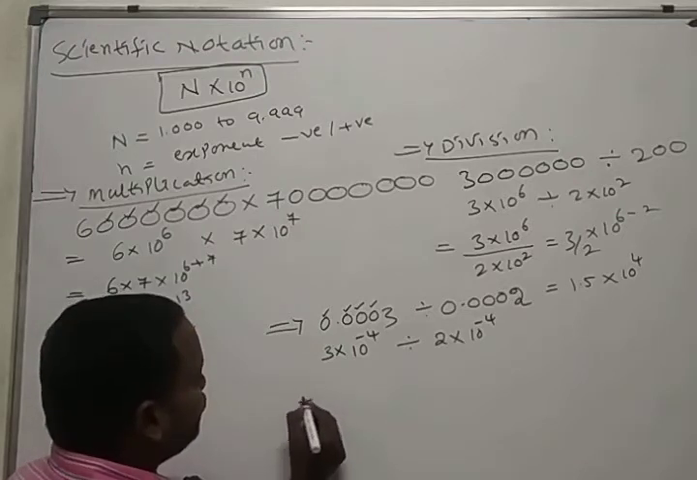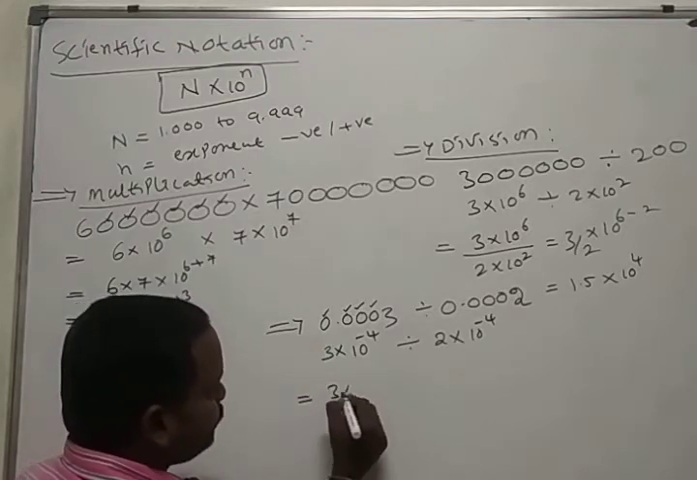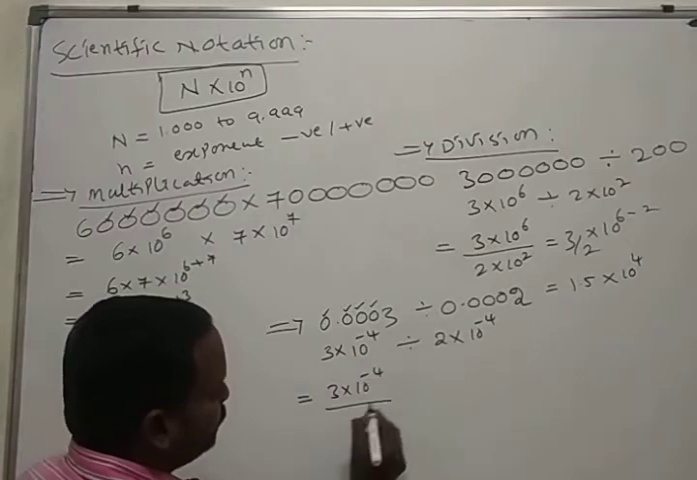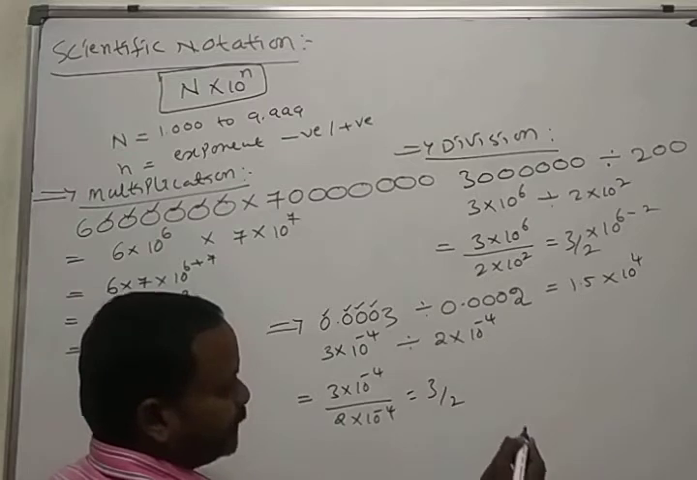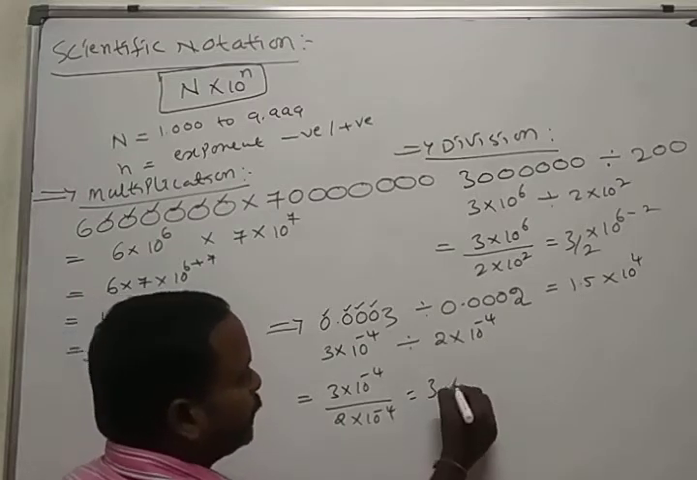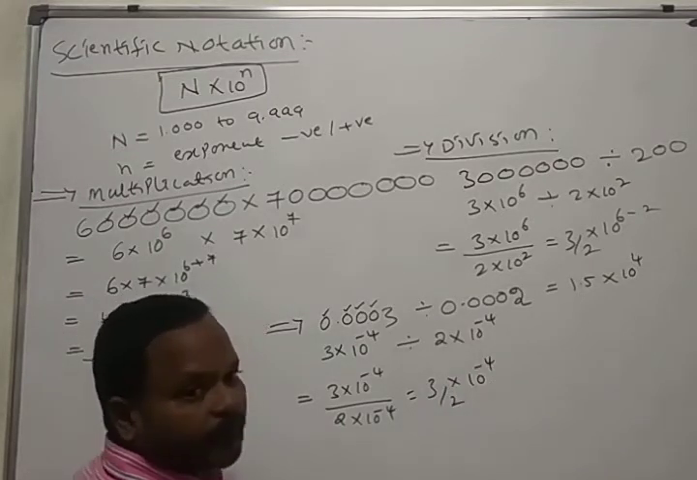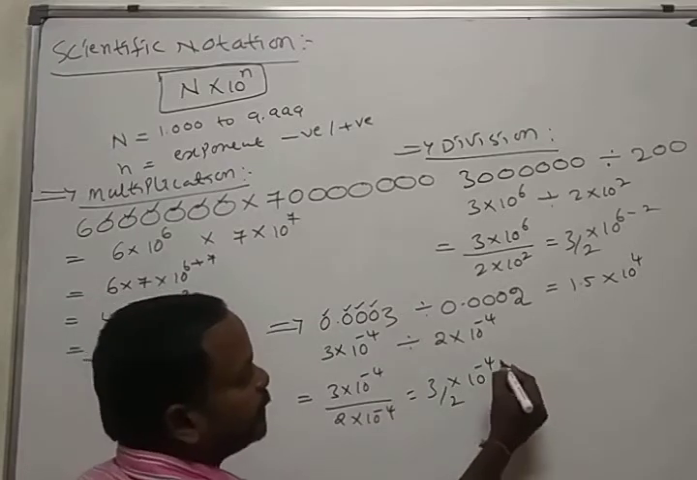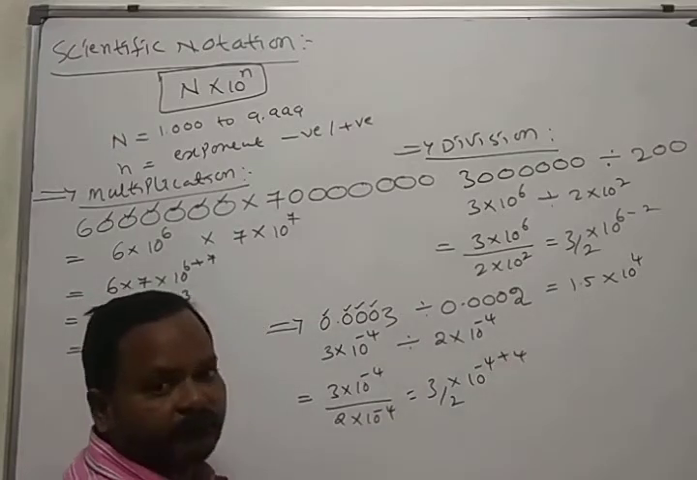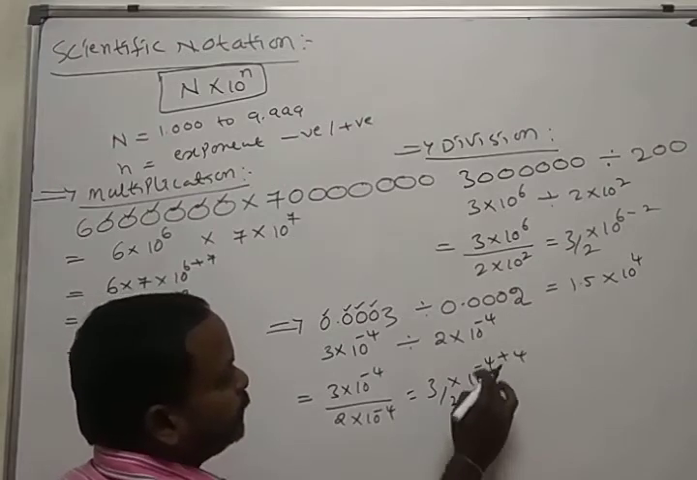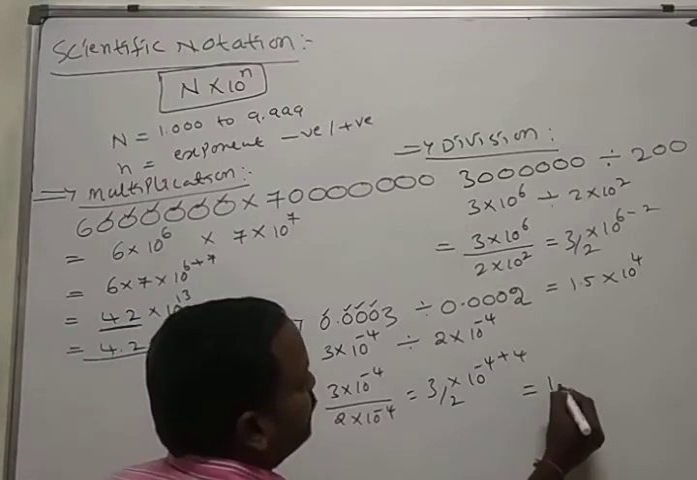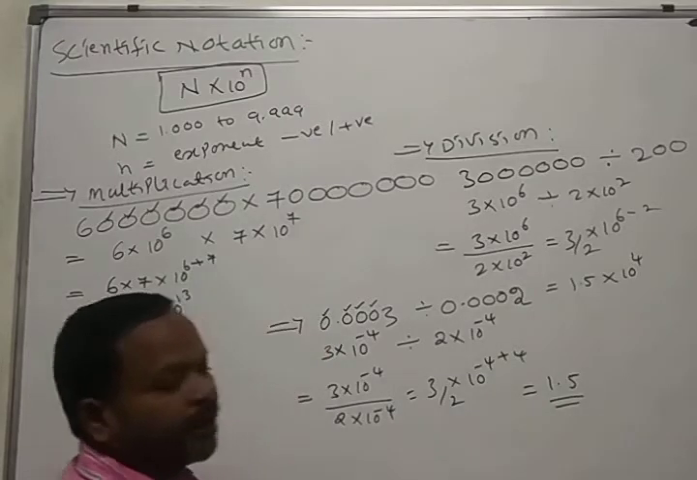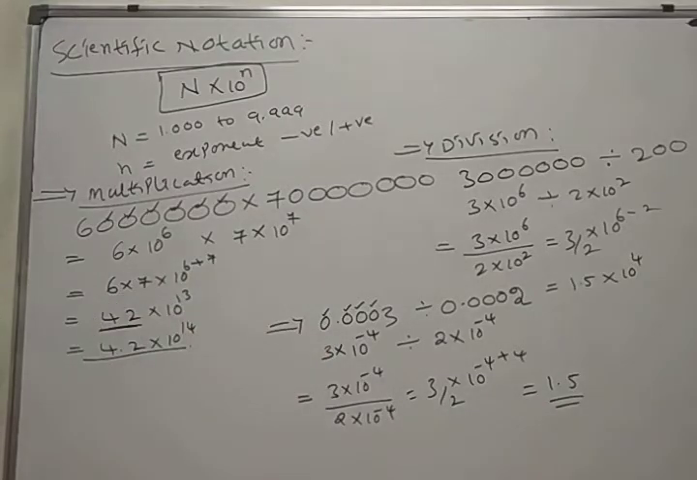When moved up, 3 into 10 to the power of minus 4 by 2 into 10 to the power of minus 4. This may be written like this: 3 by 2 into 10 to the power of minus 4. When it moves upside, plus 4. What is the value? 0. 10 to the power of minus 4 plus 4 is 0. That means 3 by 2 is equal to 1.5. We do division like this.